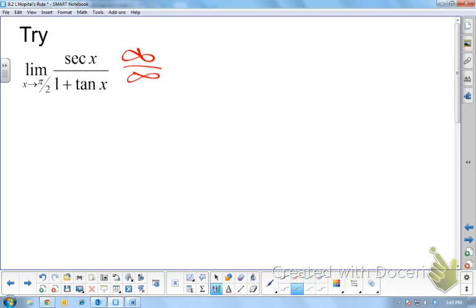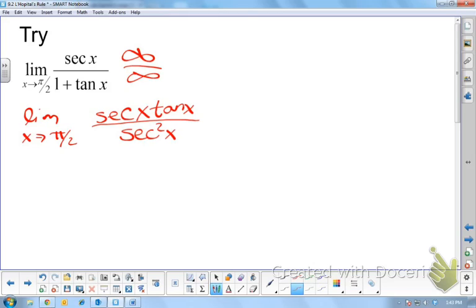Yes. So then we take the derivative. We still have limit as x approaches pi over 2. We get the derivative of secant is secant x tangent x, over the derivative of 1, which is 0, and the derivative of tangent is secant squared of x. Once we do that derivative, we can do any simplifying we need to at this point. So we can kill the secant.